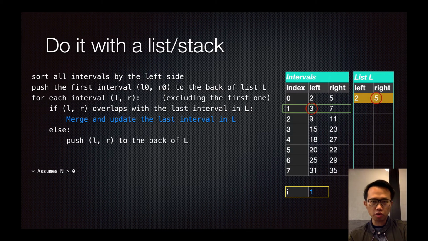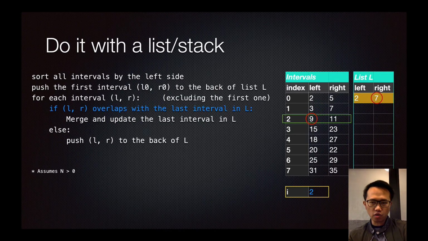And how do you merge two intervals? Well, the last interval in the list L would have a left-hand side that's smaller than the one you're dealing with in the raw data. The sorting by the left-hand side in the beginning guarantees it. And so you just need to update the right-hand side whenever you need to. And in this case, you do need to, and so you stretch the right-hand side from 5 to 7.